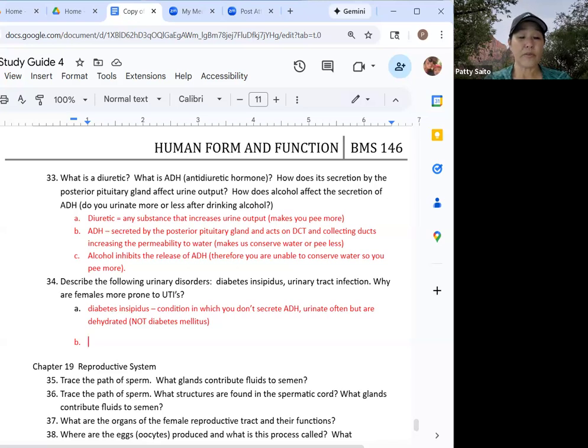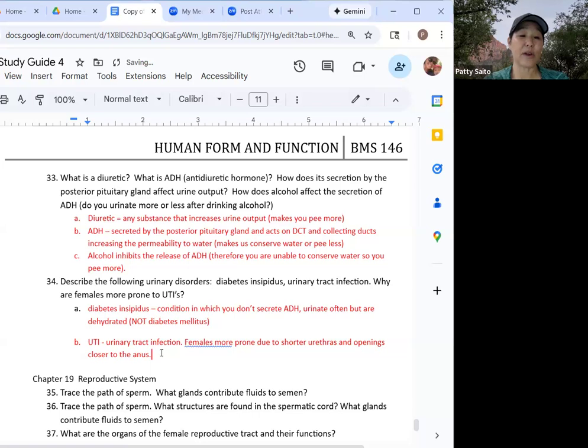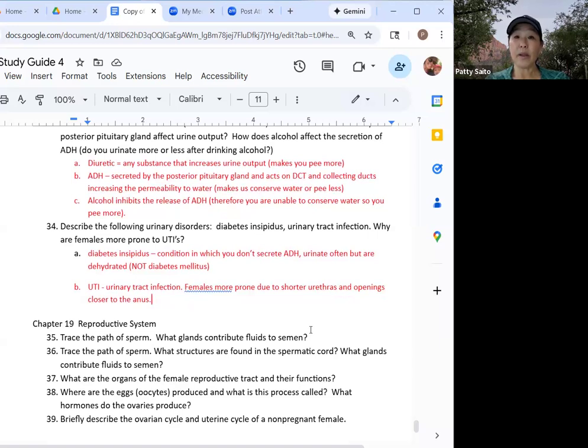The other thing is urinary tract infection, UTI. And the question is, why are females more prone to UTI? First, what is a UTI? Urinary tract infection. Careful, it's tract, not tract infection. Females are more susceptible to them because their urethras are shorter. And plus, the opening to the urethra is closer to the anus, right? And in the anus, that's where feces are, lots of bacteria. So bacteria can more easily move in. It's not that males don't get urinary tract infections, sure they do, but it's more common in females.